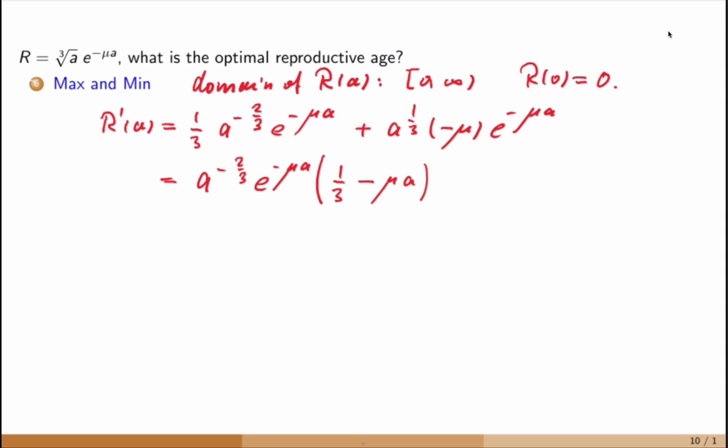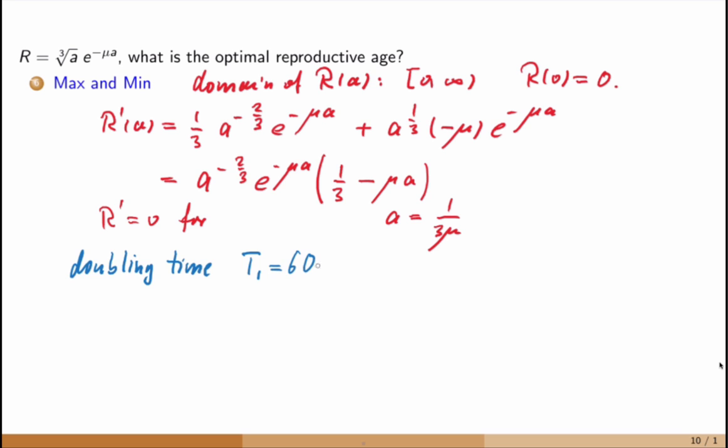Alright, I do it because now I can easily see the zeros. So we have R prime is 0 for A equal to 1/(3 mu). So we need to find the value of mu, and we get this from the doubling time, which was given as 60 years. And we have a relation between the growth rate of a population and its doubling time, right? So we had mu equal to log 2 divided by the doubling time t1. So this is log 2 divided by 60. Plug in the numbers and you get 0.01155.